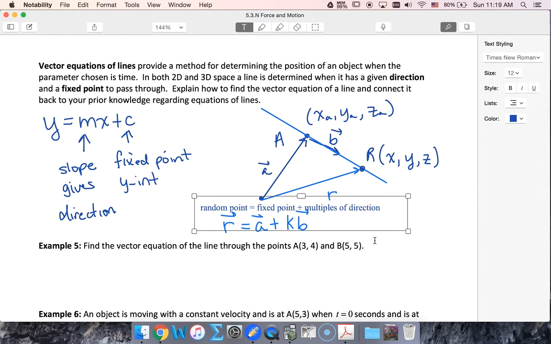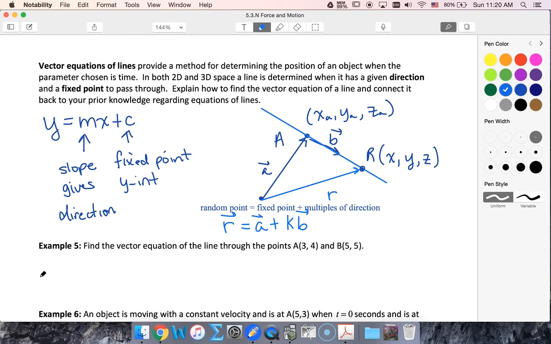All right, let's look at an example to try this in practice. So we've got the points A is at 3, 4, B is at 5, 5. So my direction vector is going to be AB or BA, either way. To go from A to B, I would go to the right 2 and up 1. So I could say that any random point on the line is equal to my point A or B. Either one of these is a fixed point on the line, plus multiples of 2, 1.